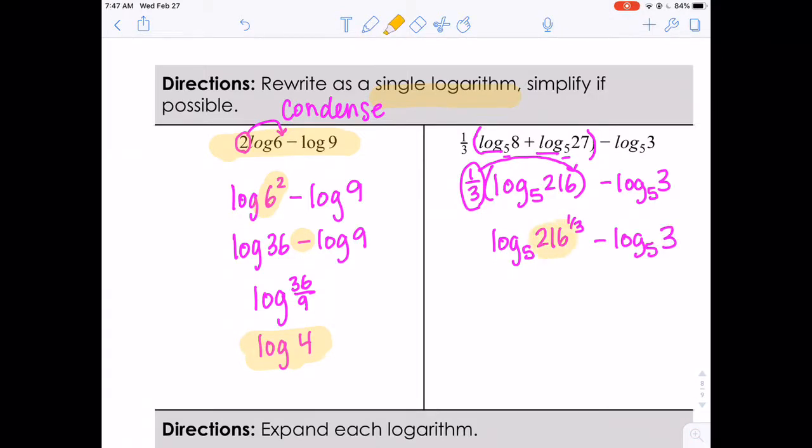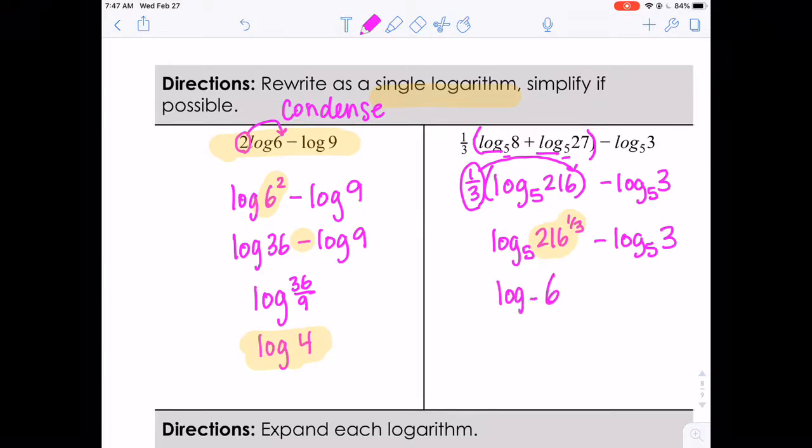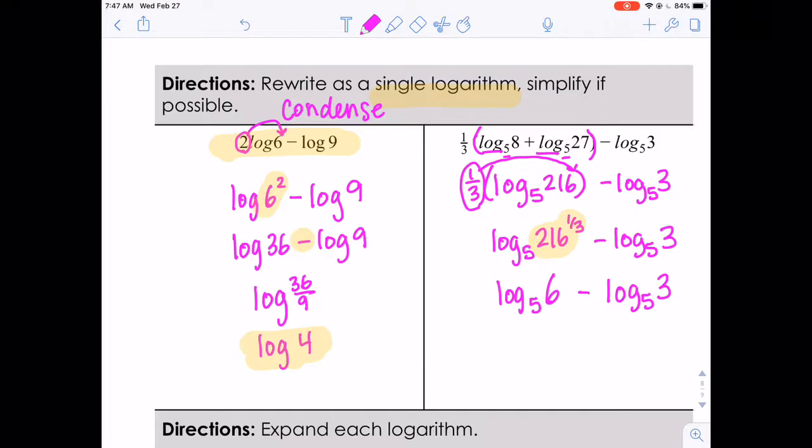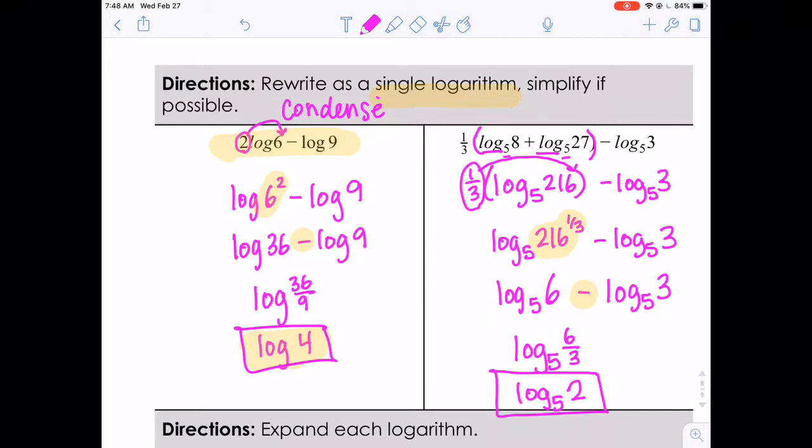I'm going to do 216 to the 1/3 in my calculator. To the power of 1/3 is going to be just 6. So I'd have log base 5 of 6 minus log base 5 of 3. And then they have the same base, and I know that subtraction really means division with exponents. So log base 5 of 6 divided by 3, or log base 5 of 2. Right? Both of these, log 4 and log base 5 of 2, are numbers, but since they want me to rewrite it as a logarithm, I'm going to leave it in that log format.